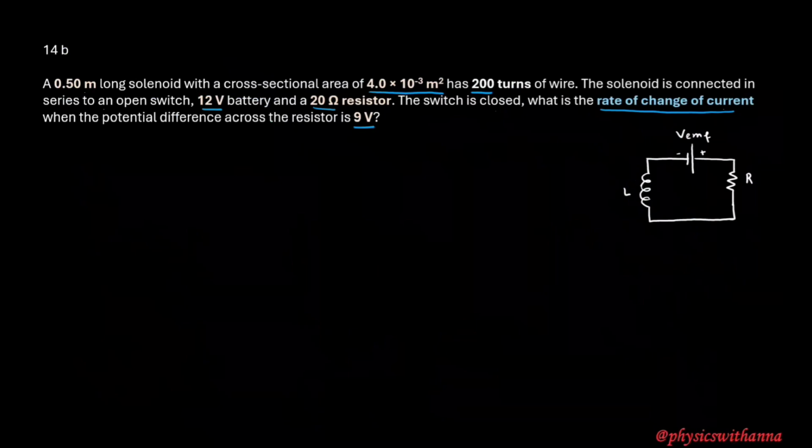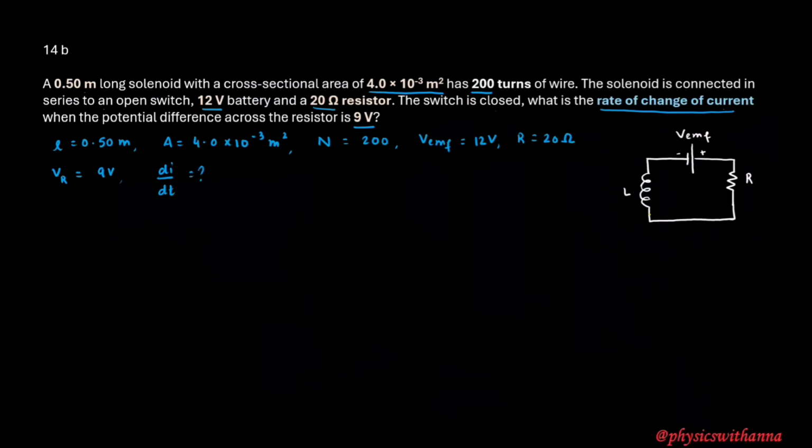The switch is closed. What is the rate of change of current when the potential difference across the resistor is 9 volt? Again here we have a solenoid which has a length of 0.50 meter, area of cross section as 4 times 10 to the power negative 3 meters squared. Number of turns capital N is 200. VEMF as 12 volt. Resistance R as 20 ohm. And potential drop across the resistor as 9 volt. Again, we need to find the rate of change of current, which is di over dt.